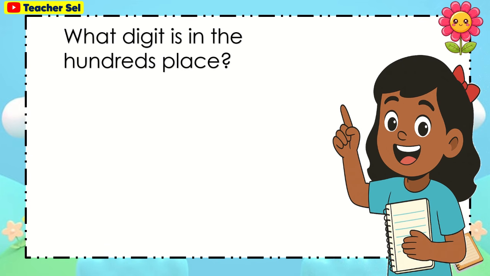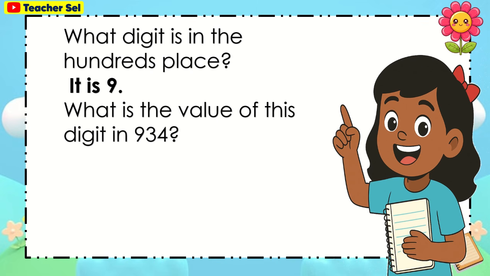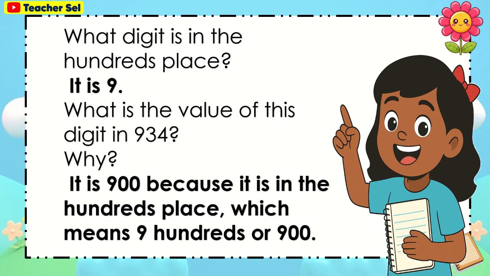What digit is in the hundreds place? It is 9. What is the value of this digit in 934? Why? It is 900 because it is in the hundreds place, which means 9 hundreds or 900.